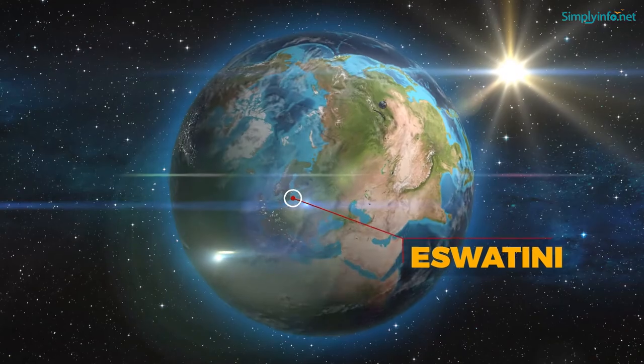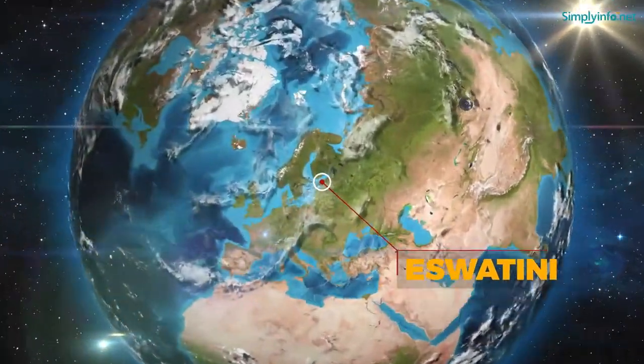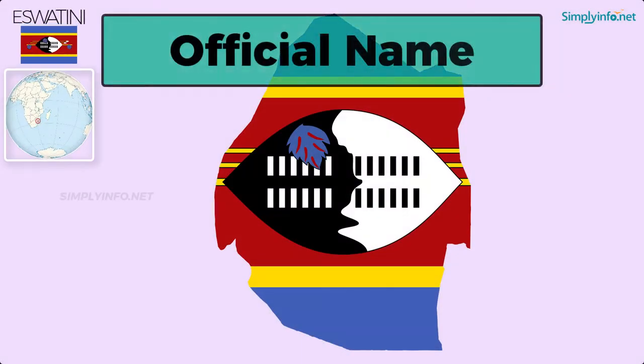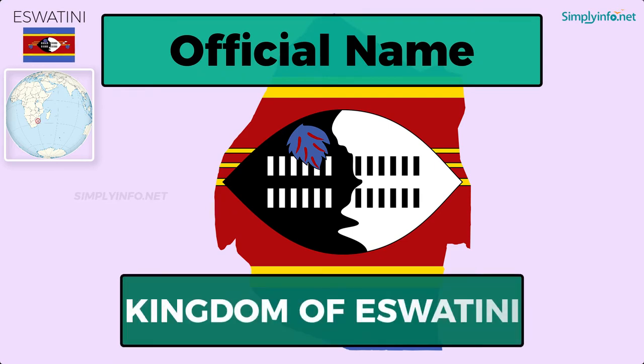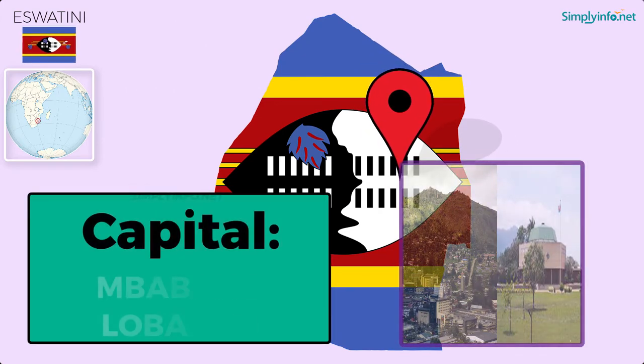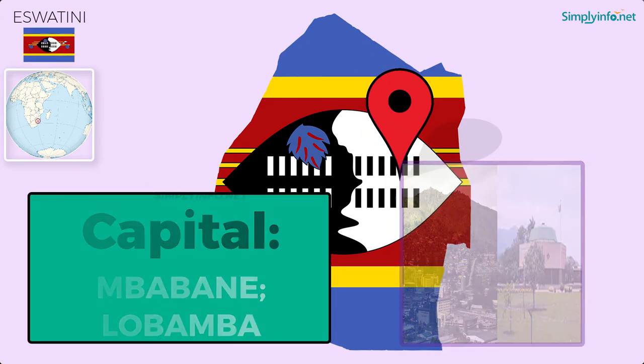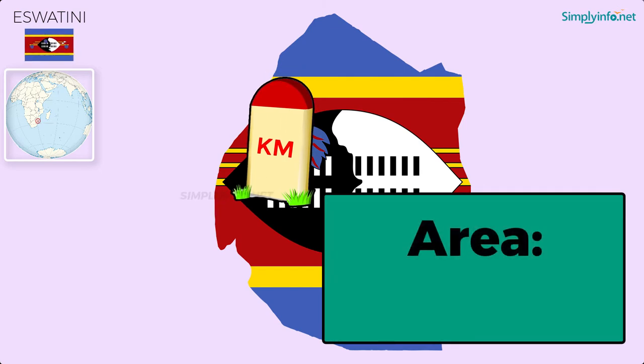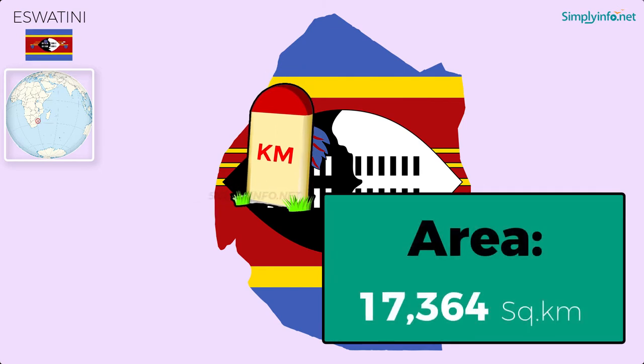Name: Eswatini or Swaziland. Official name: Kingdom of Eswatini. Capital: Mbabane for administrative, Lobamba for legislative. Area: 17,364 square kilometers.